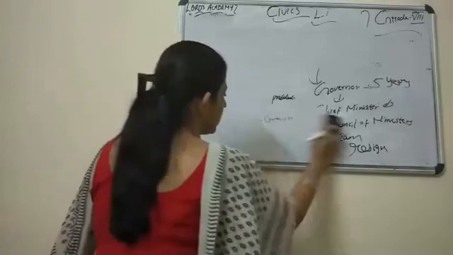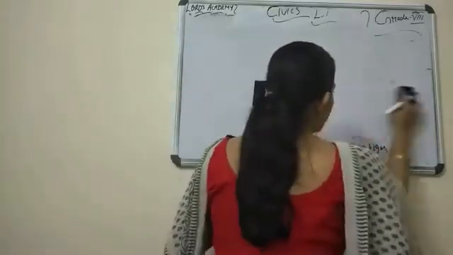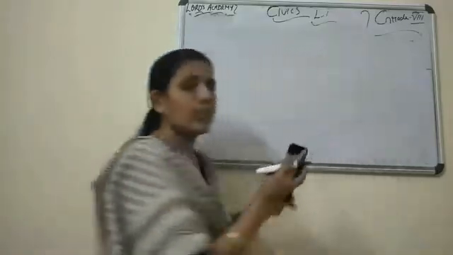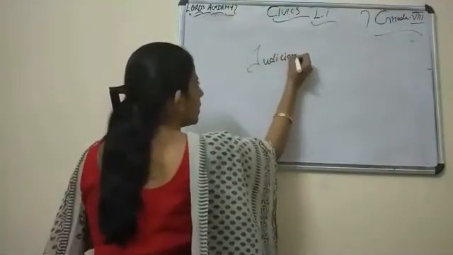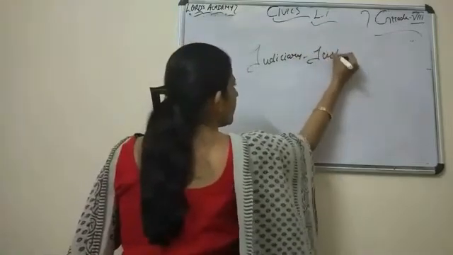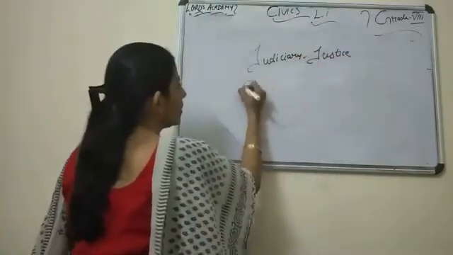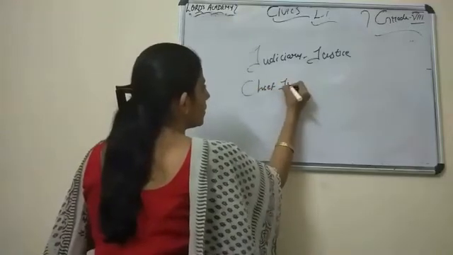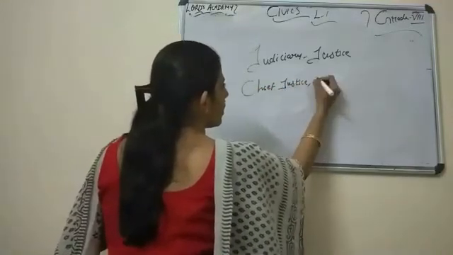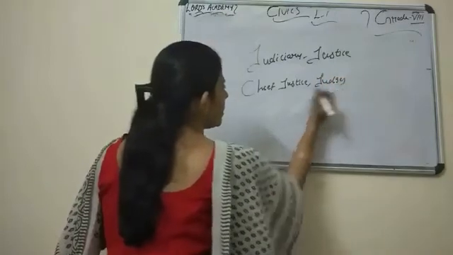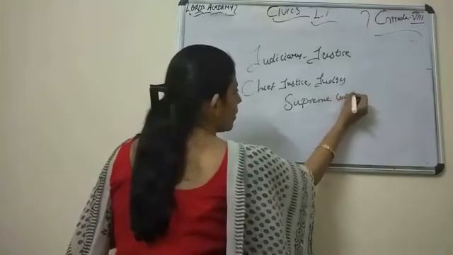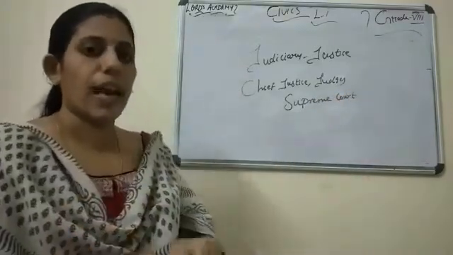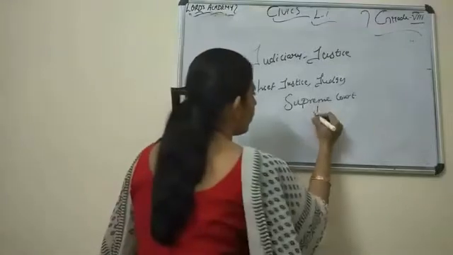The last organ of the government is the judiciary. The chief justice and other judges make up the judiciary. Judiciary means that is to ensure justice to the people. In that, the chief justice is the head, and there are also other judges. Which is the apex court? Supreme Court.